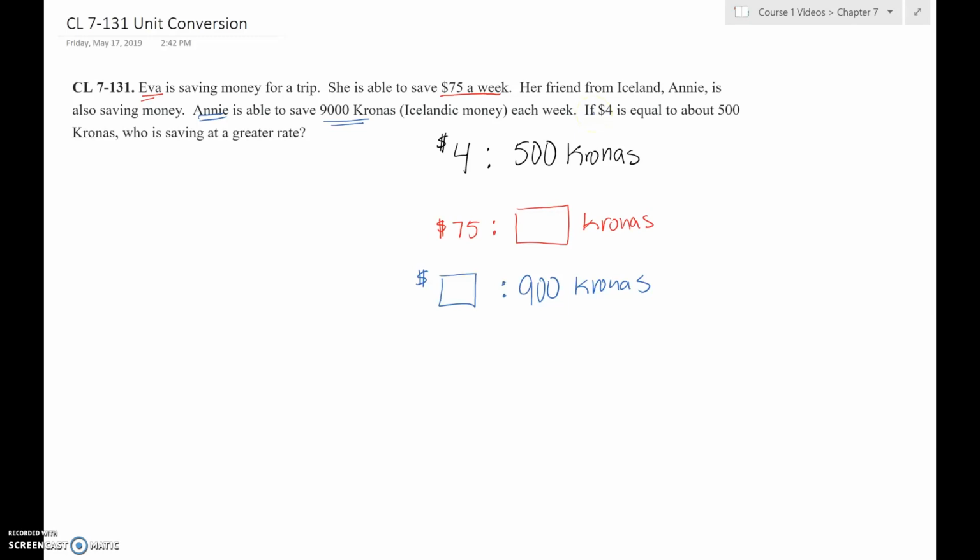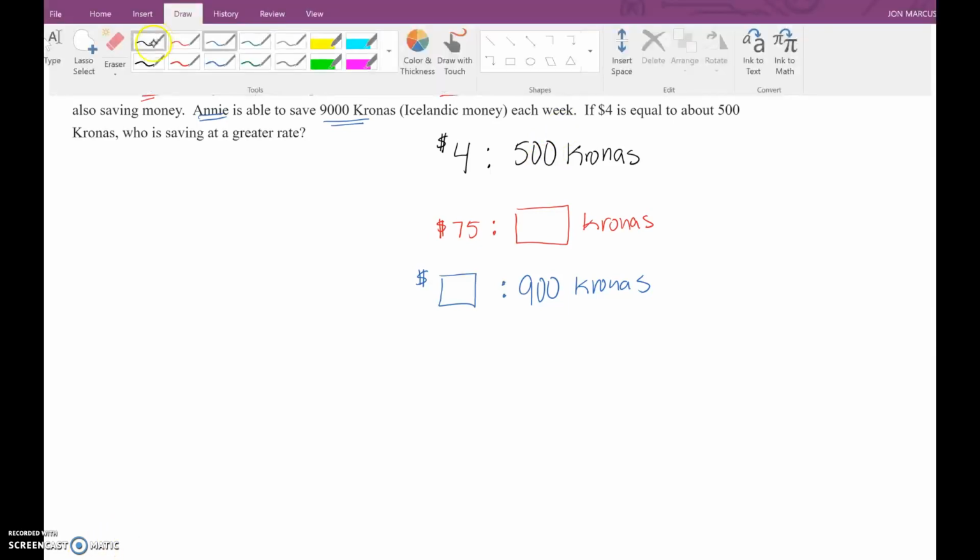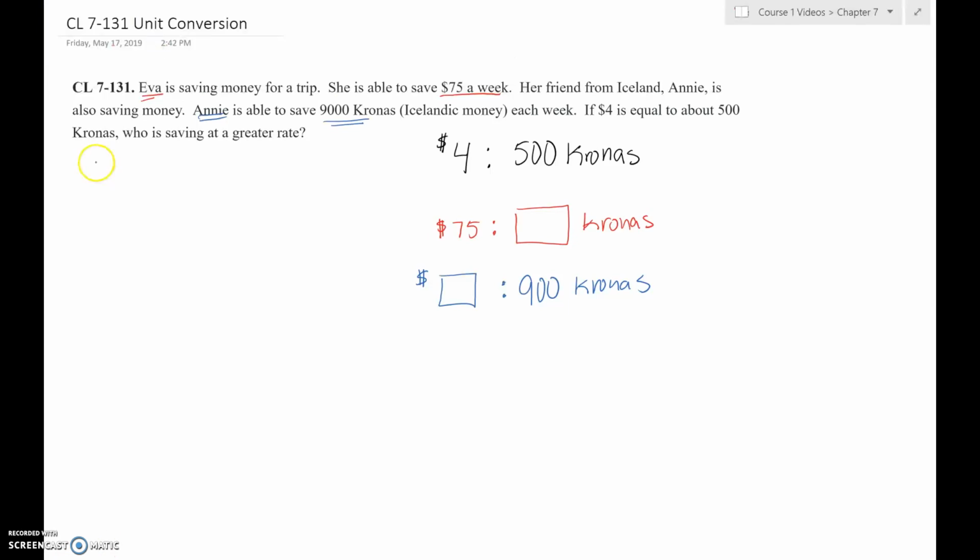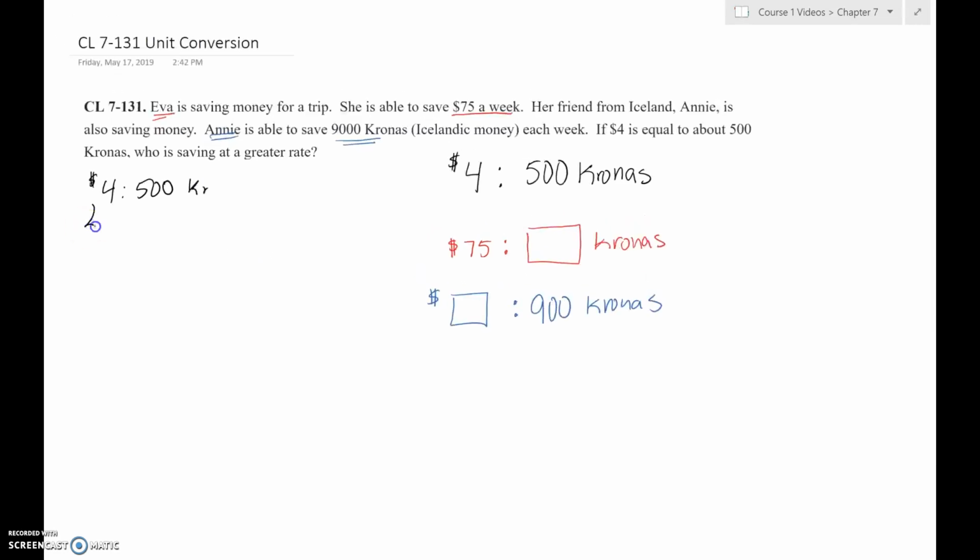Can we simplify that ratio at all? That sometimes helps us. If $4 is equal to 500 kronas, what would $2 be? Maybe you could write an equation. So an equivalent ratio: if $4 is to 500 kronas, and we divide by 2, we would get that $2 is equivalent to about 250 kronas. And you can go even further and say, if $2 is equal to 250 kronas, divide that by 2, we could get what $1 is.